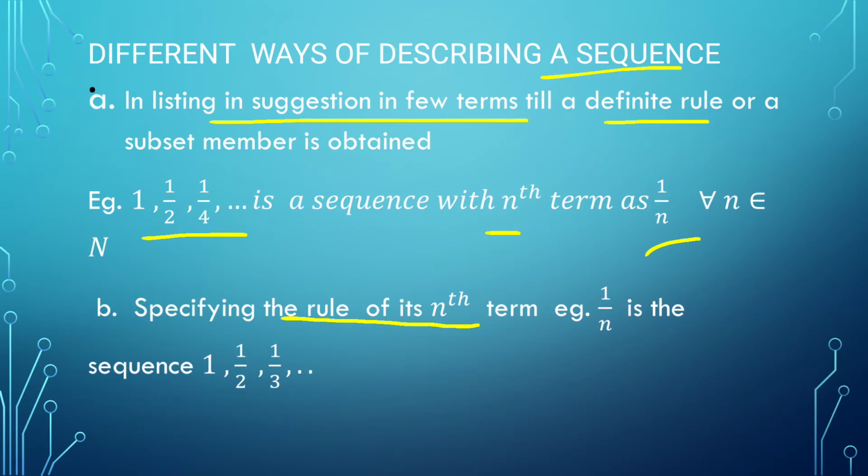Secondly, is specifying the rule of the nth term. In this case, you do the reverse of the first way, whereby we have this rule. That means if you substitute the values of n, starting with n equal to 1 and so on, you'll be able to come up with the sequence.